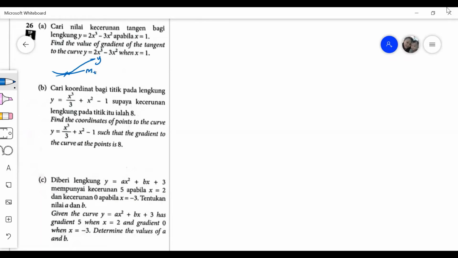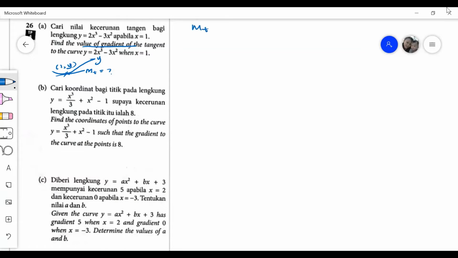This straight line is called a tangent because it passes through the curve at only one point. At which point we do not know, but we know the x coordinate is 1. So we just write 1, y. So we have to find the value of the gradient. So mt, what is mt?